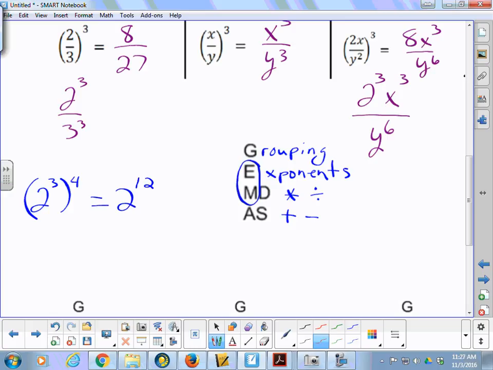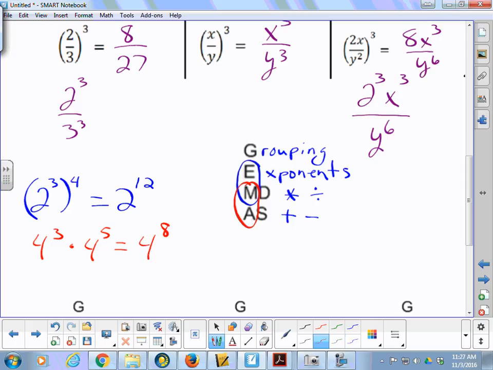Or another one is, if we have 4 to the 3rd times 4 to the 5th. Well, here we are multiplying 4 to the 3rd times 4 to the 5th. We're multiplying, so that means that we are going to add. So with the GEMDAS, if I'm multiplying, same base, what do I do? I add the exponents. So this was 4 to the 8th. And then the third one is, so what if we're dividing?